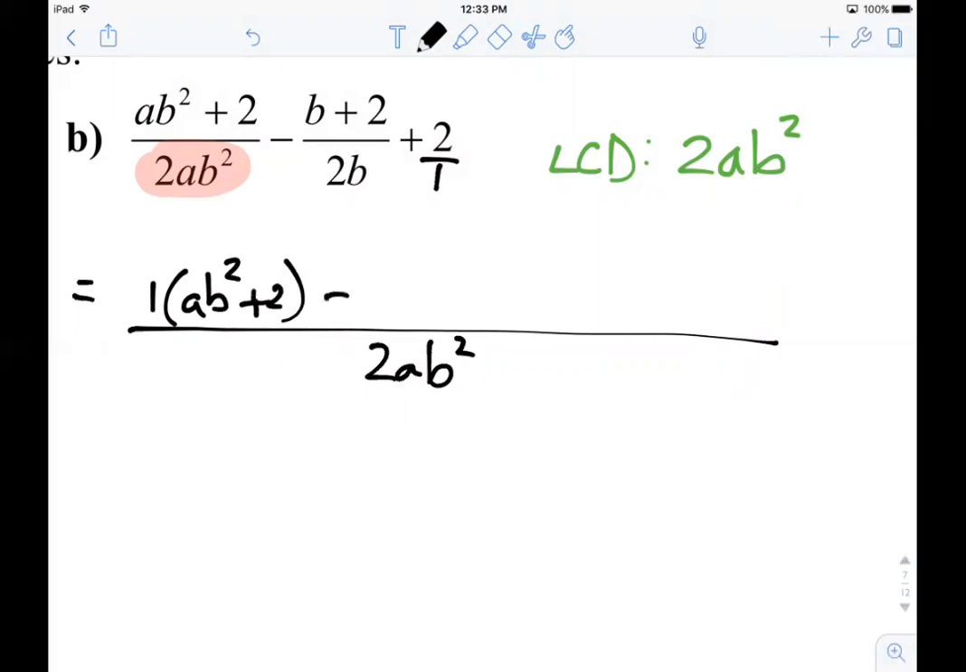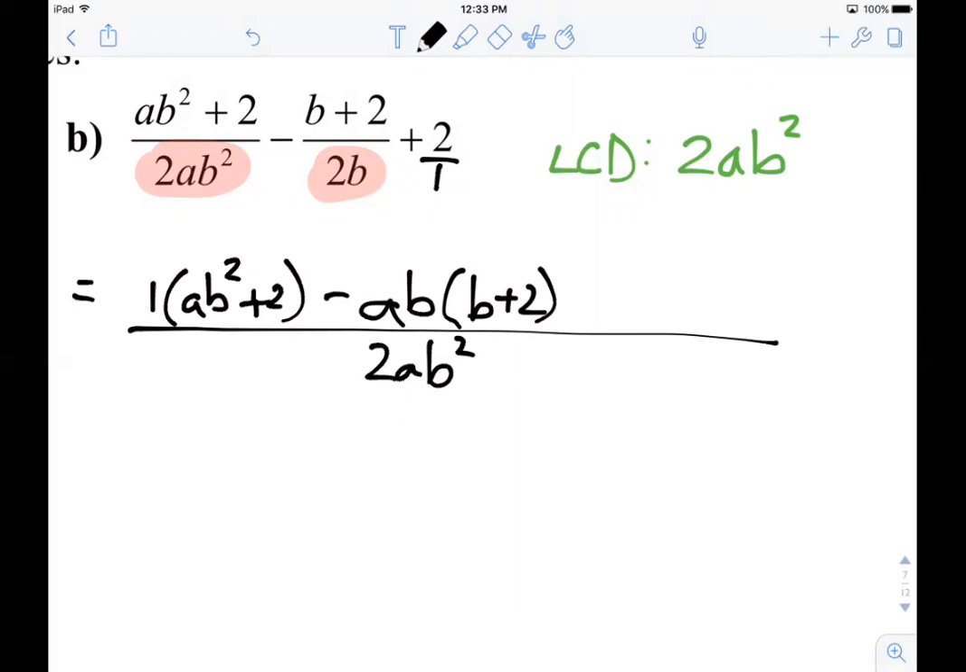Then we're going to subtract that with, well, in the next piece, we're starting with 2b, and we need it to be 2ab squared. So we need to multiply the top and bottom by an extra factor of a and an extra factor of b to make that happen. And then the b plus 2 will get multiplied by those in our next step.